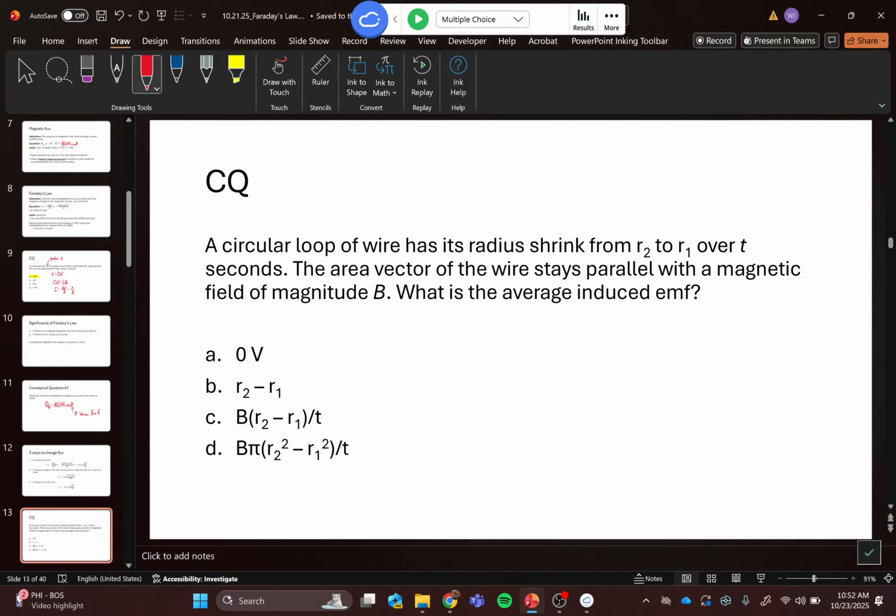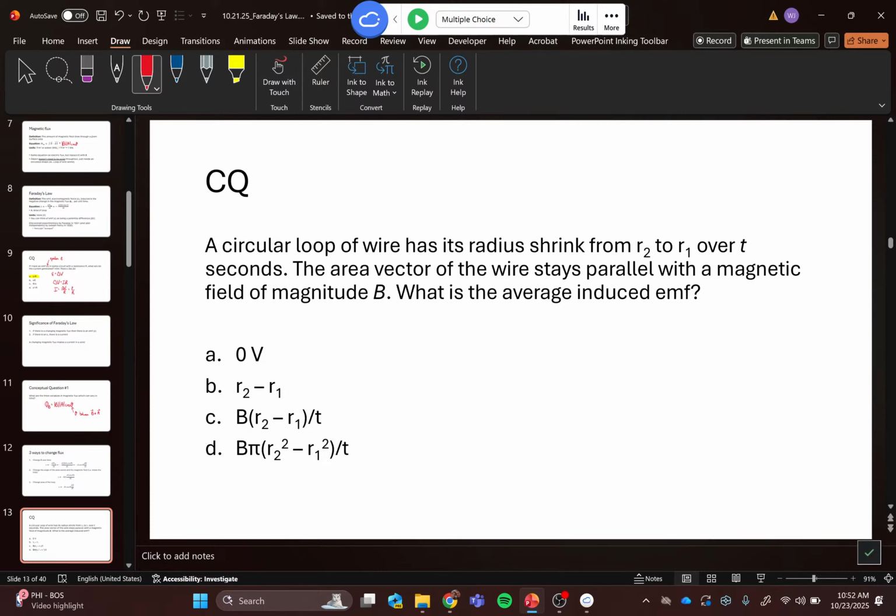Its radius is shrinking. Why? Who knows? We don't care. Over t seconds, the area vector stays parallel with the magnetic field the entire time. And the magnetic field stays constant the entire time. What is the average induced EMF?